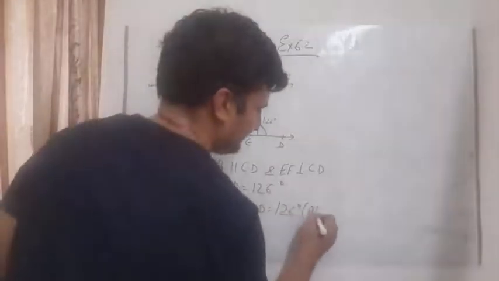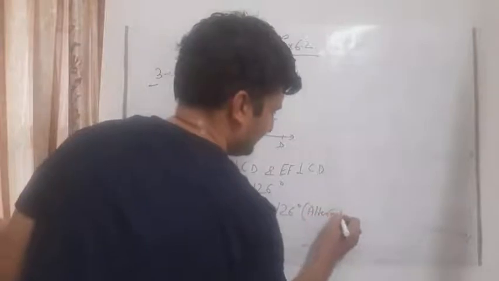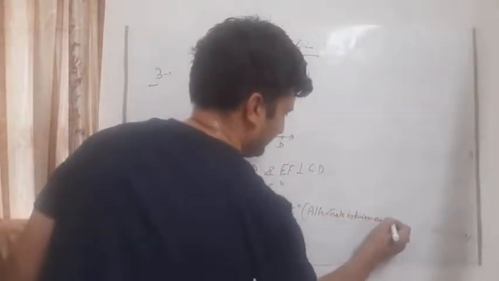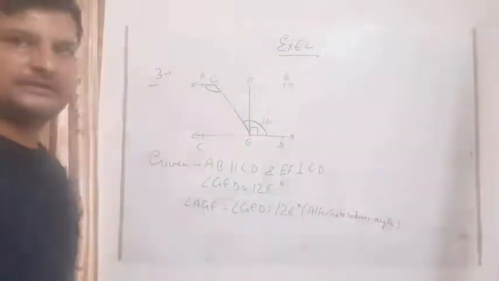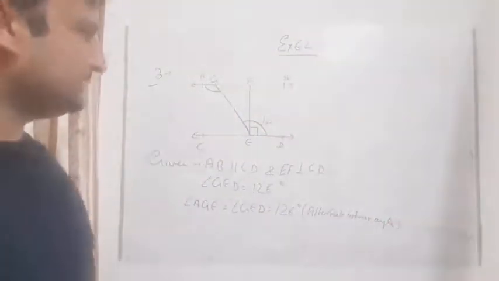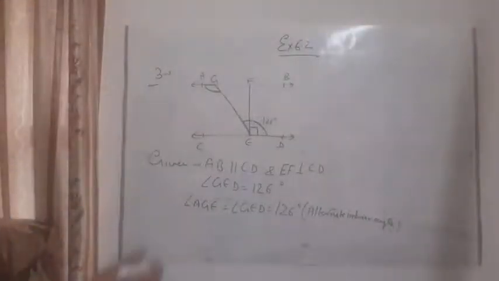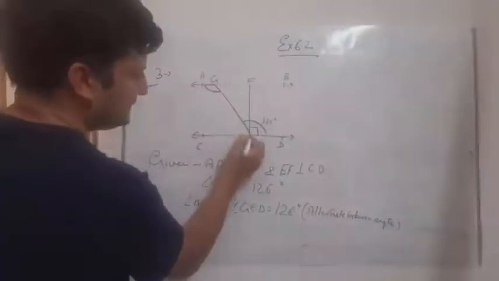This is called alternate interior angle. The first angle we have found: angle AGE is 126 degrees. Now the second angle, what do we have to find? We have to find angle GEF. We have to find this angle, students, GEF.